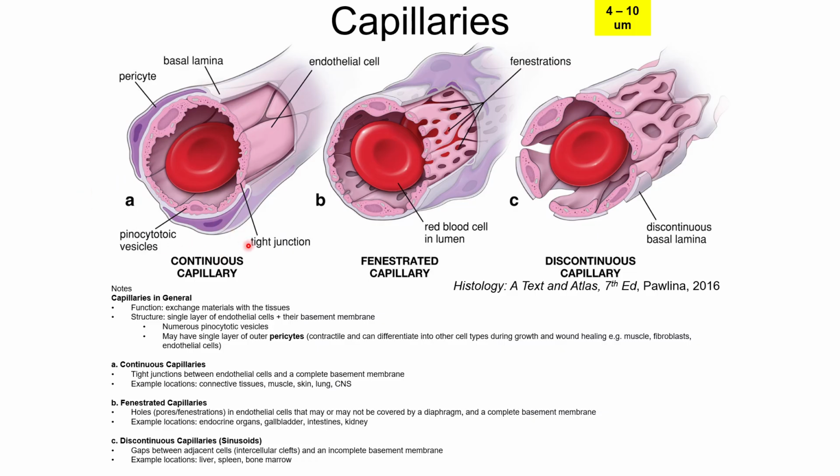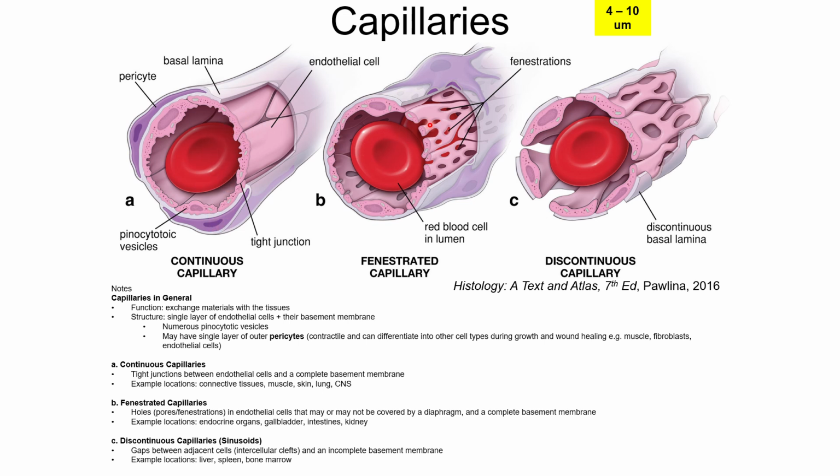These are the capillaries I was alluding to. This is the continuous capillary with continuous endothelium with junctions between the endothelial cells, and the continuous basal lamina on the outside with pericytes within the basal lamina. These multipotential cells can work like muscle cells, can give rise to endothelial cells, to any other cells.